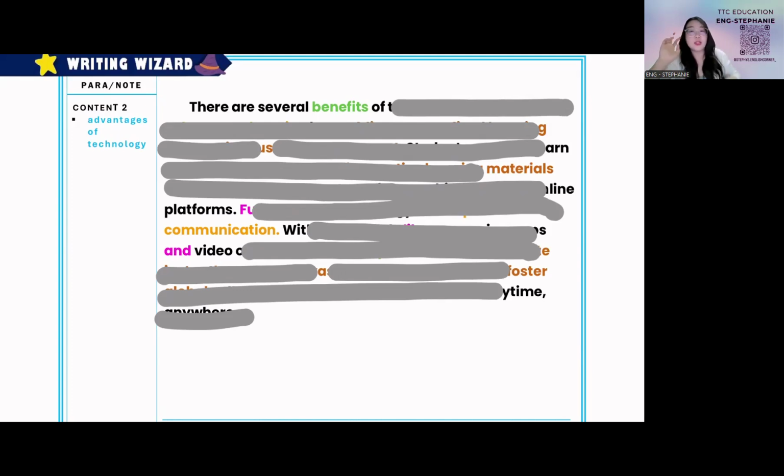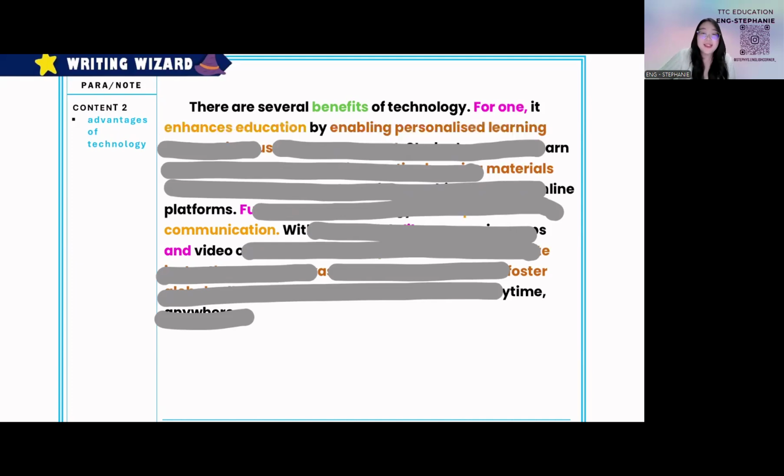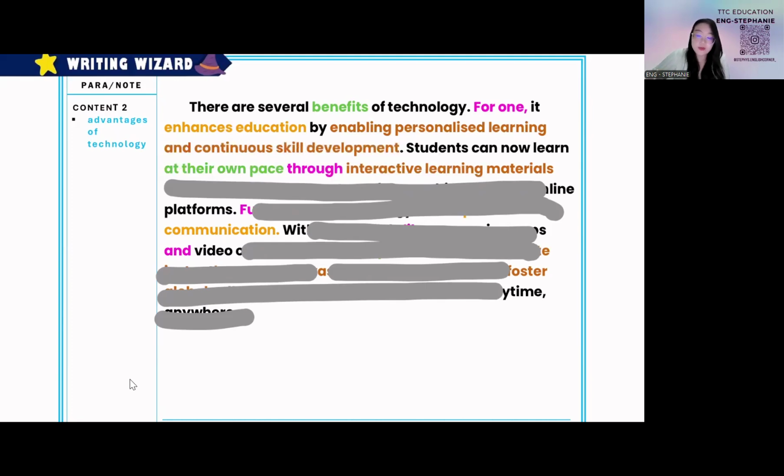Then, since we know that we need to give at least two, more than one, use linkers like so. For one, it enhances education. Now, those orange color ones and also the brown color words I extracted from our fact sheets. I'm trying to demonstrate to you how you can use the fact sheet information in your essay writing. So for one, it enhances education by enabling personalized learning and continuous skill development. This is your elaboration.